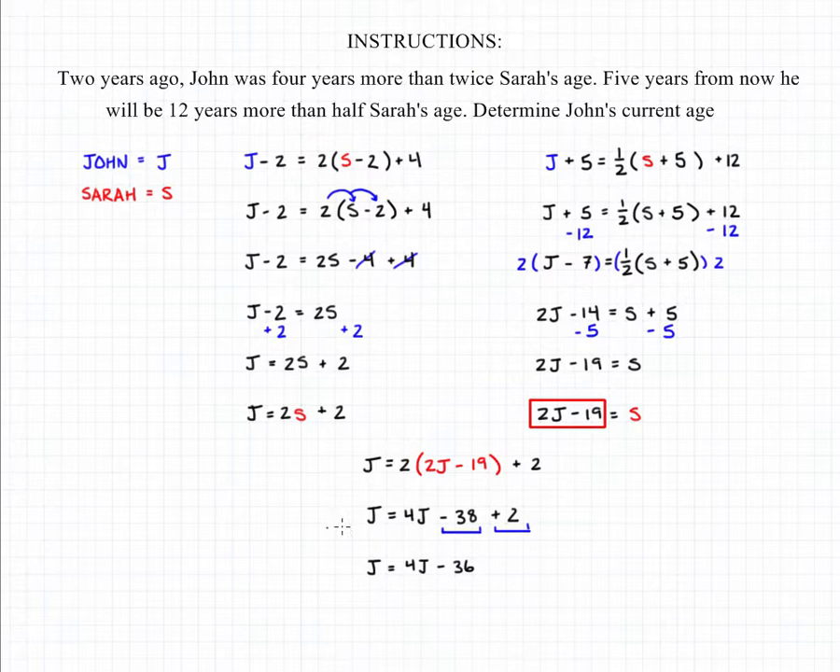If we subtract 4J from both sides of the equation, we'll end up with negative 3J is equal to negative 36. And now if we divide both sides by negative 3, we get our final answer, which is John's current age. John is 12 years old.